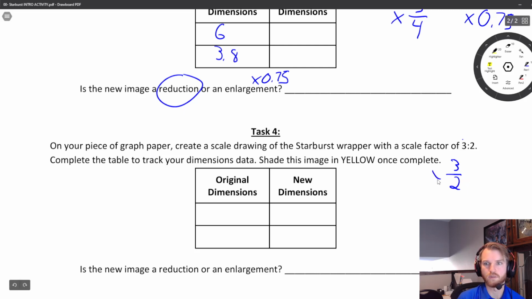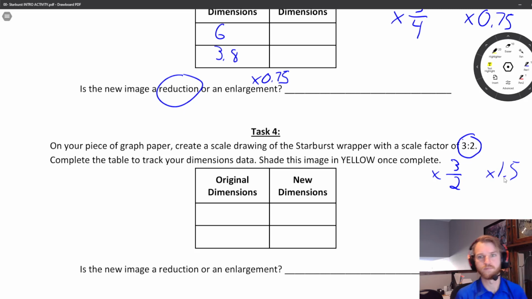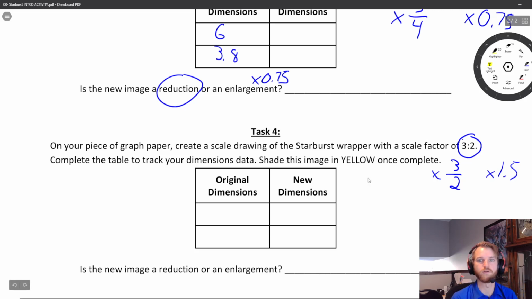So if we were going to write this as a decimal, we'd say 3 divided by 2, and that would tell us 1.5. So this 3 to 2 is really just another way of saying a scale factor of 1.5, or that it's going to get about 50% bigger. So that's all we're going to do to find our new dimensions here.